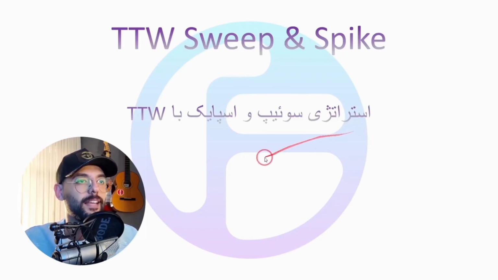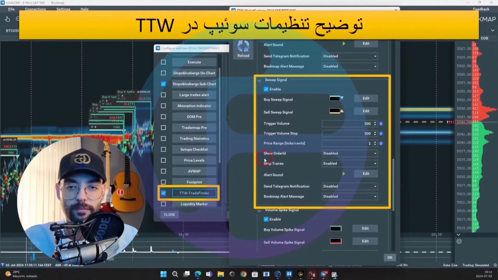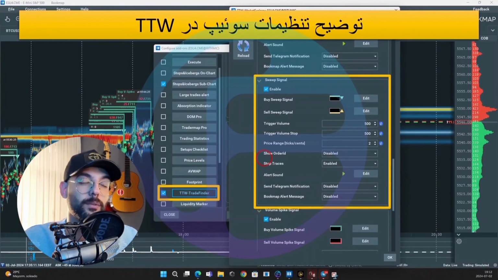My dear friends, let's move on to our first slide. In the previous session, we discussed sweeps in considerable detail, and in the introductory course, we thoroughly explained what a sweep actually is. I also mentioned that sweeps are, in essence, typically triggered by algorithms operating within the market. On this slide, you can see that we've enabled TTW in our indicator and gone to the section related to sweep signaling, and I want to explain the sweep-related settings in TTW.